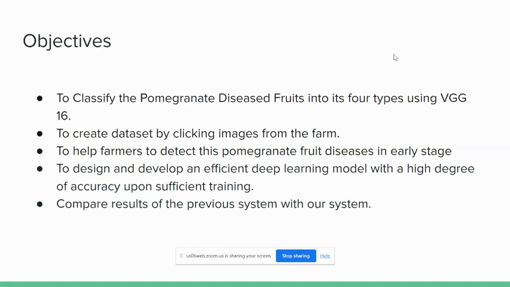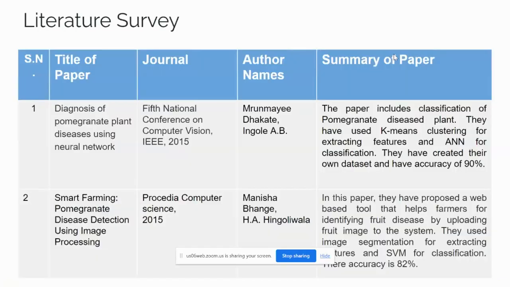Our objective is to help the farmers detect pomegranate fruit diseases at an early stage, and to design and develop an efficient deep learning model with a high degree of accuracy upon sufficient training. We have trained the model until we got better accuracy, and then compared the results of the previous system with our system. So these are the various literature surveys we have done.